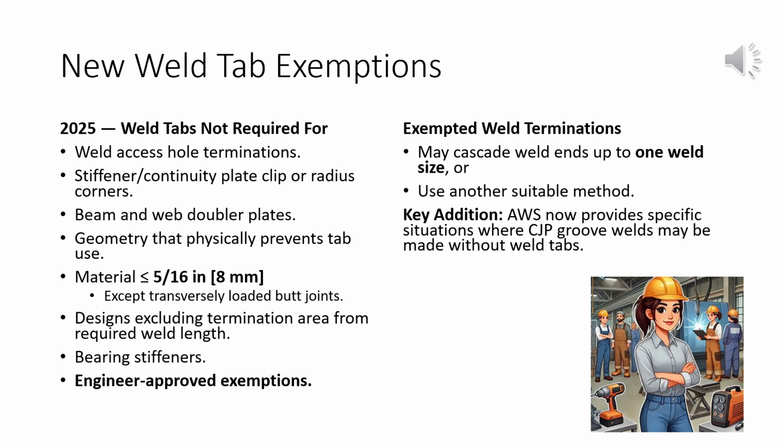Weld tabs can also be omitted when the design specifically excludes the weld termination area from the required design length and for bearing stiffeners. Finally, the engineer can approve an exemption. When a weld tab isn't required, AWS also gives us some direction on how to handle the termination. The weld end can be cascaded for a distance of up to 1 weld size, or another appropriate termination method can be used. This is useful language because we're no longer left simply deciding whether a tab is necessary. The code now identifies specific conditions where omission of the weld tab is permitted.